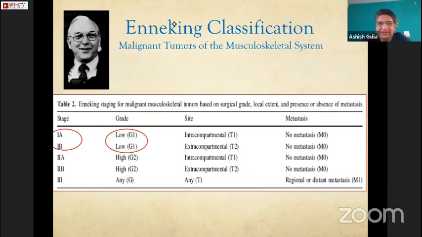All low grades are categorized in stage 1. All high grades are categorized in stage 2. And if the patient has any sort of metastasis, it is stage 3. Depending upon extent, if it is only involving one compartment, it is type A. So low grade intracompartmental is type A, and extracompartmental will be type B. Similarly, 2A and 2B for high grade tumors, and any metastasis will be stage 3.